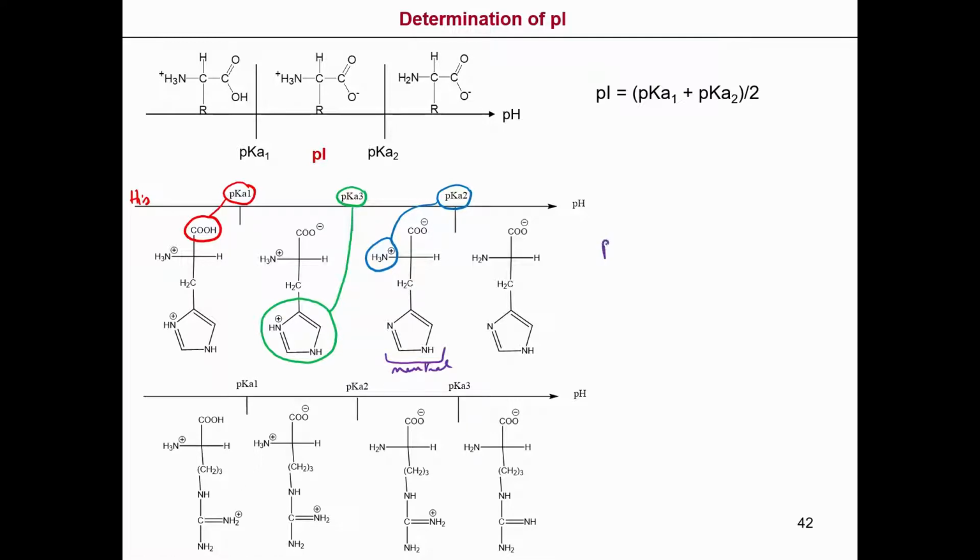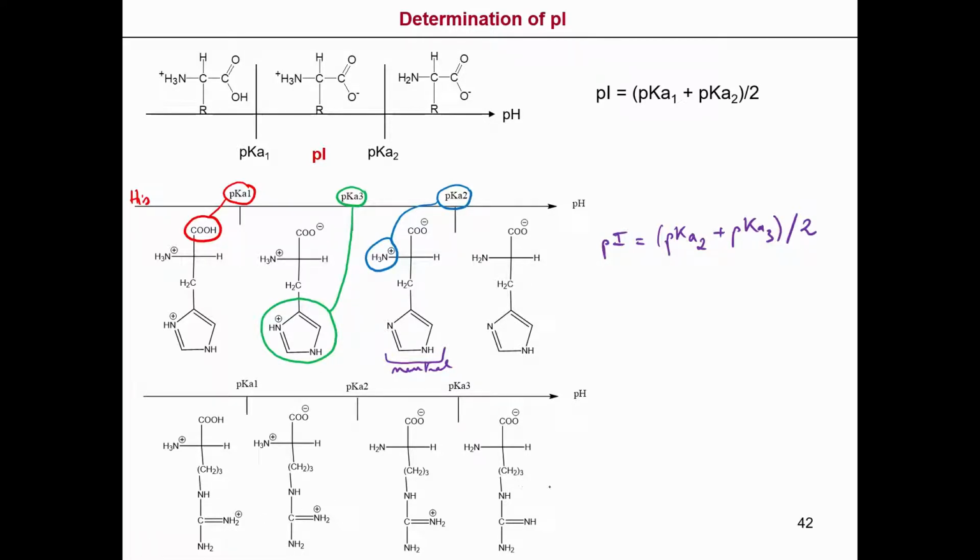So the PI of histidine is the average of the pKa values, but this time it would be pKa3 and pKa2. It means it's the average of the 2 pKa values which surround the neutral form. pKa2 plus pKa3 over 2. Understood?